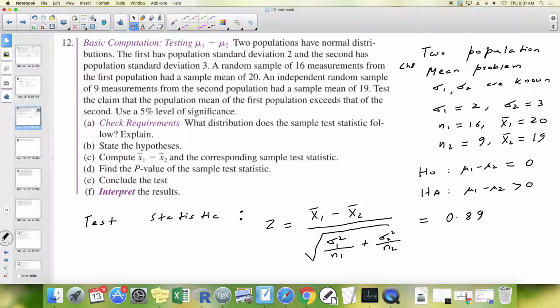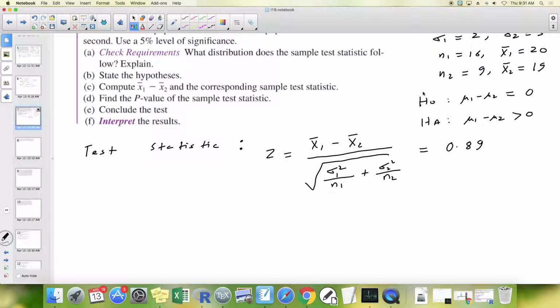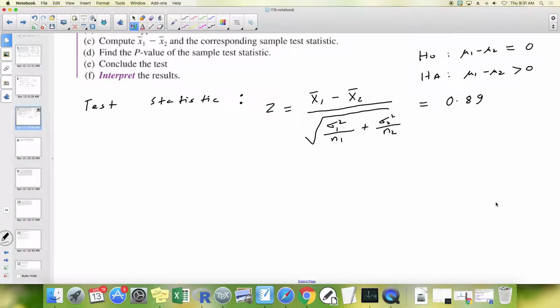I only take two digits because for z you usually take two digits. All right. Let me write this nicely. So step 2 is done. Step 1 is finding H0 and HA. Step 2 is finding the test statistic. Step 3 shall be finding the rejection region.